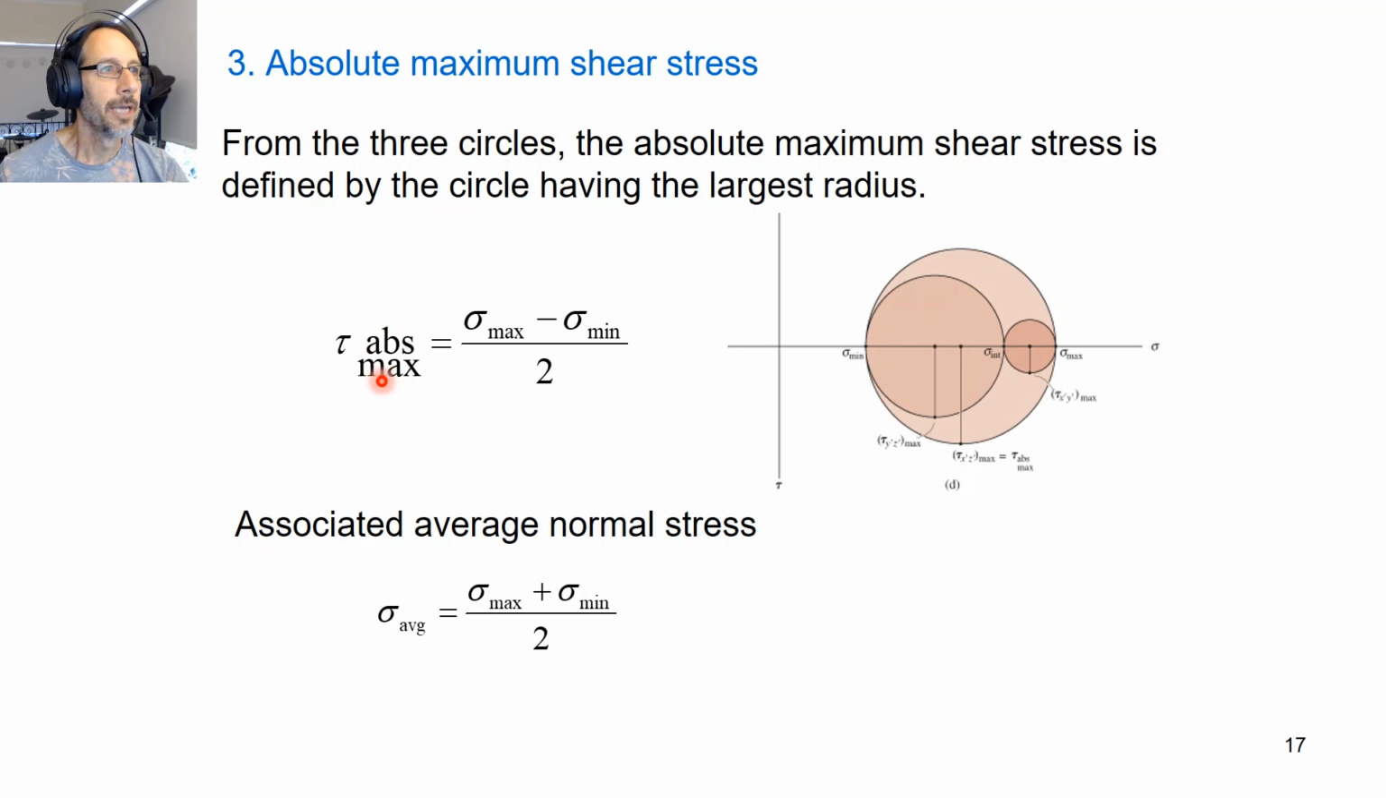Okay, so the absolute maximum shear stress, as I indicated before, is the radius of the largest circle, which will be just the maximum normal stress minus the minimum normal stress divided by 2, and you have the associated average normal stresses.